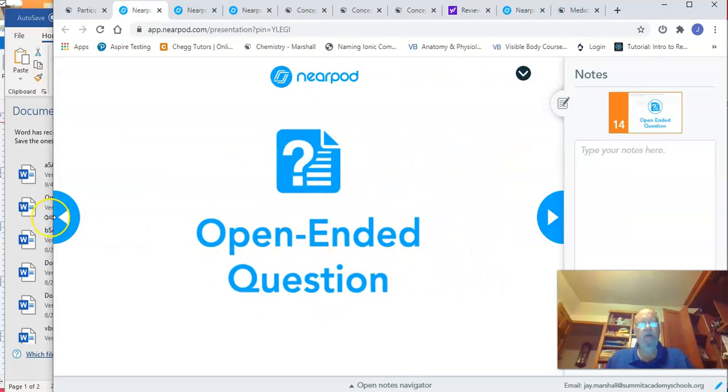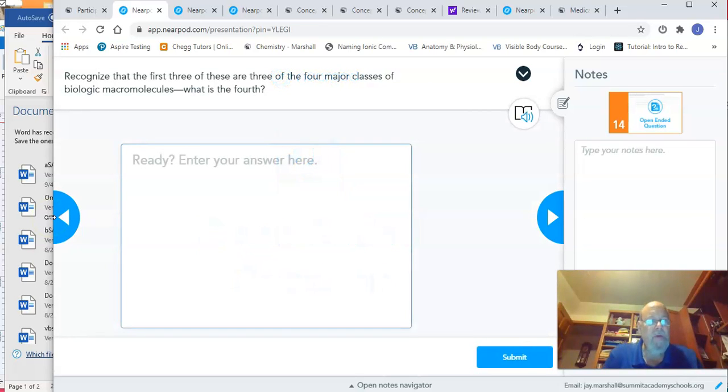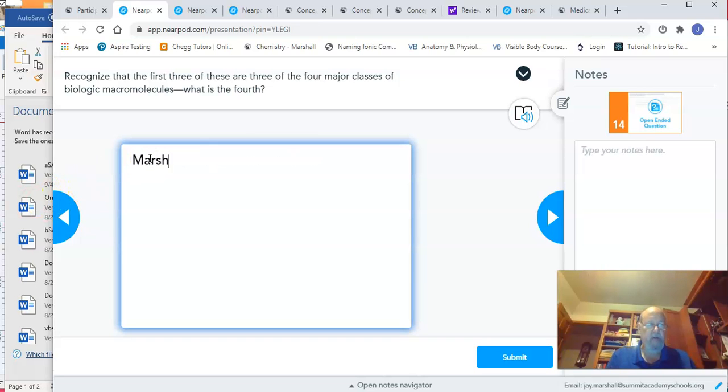So here's a question. Recognize that the first three of these are three of the four major classes of biologic molecules. What is the fourth? What is the fourth major class of biologic macromolecules? If you don't know, just put I don't know. That's okay. But if you do know, go ahead and submit that. I have to submit an answer just so I can move on. I'm just going to say Marshall is here, and then I'm going to move on, but tell me what you think that is.